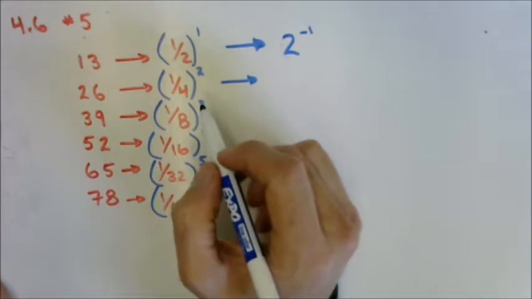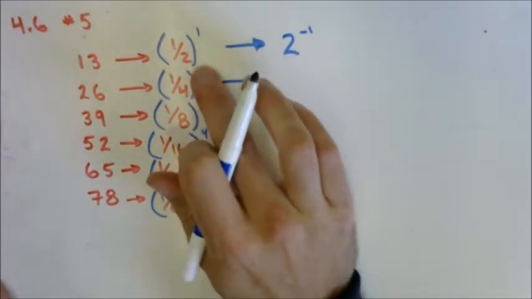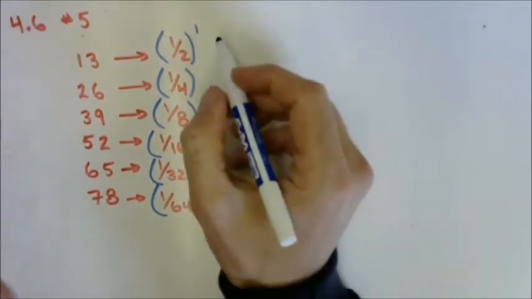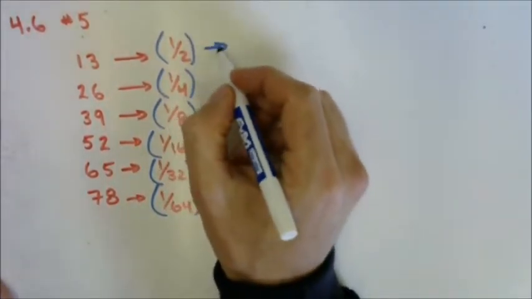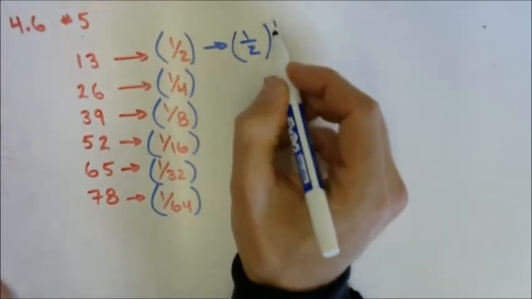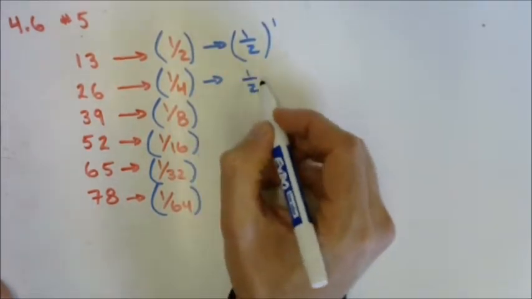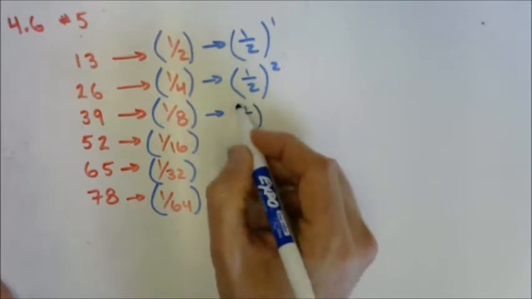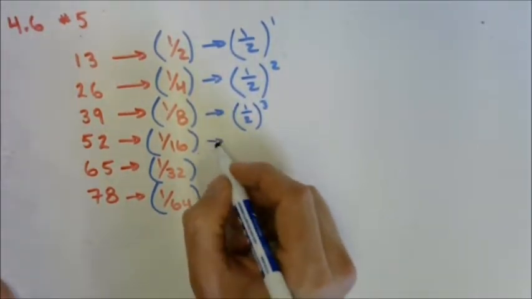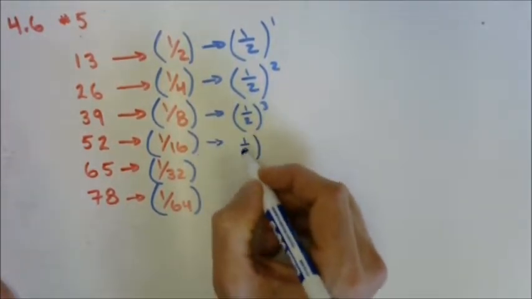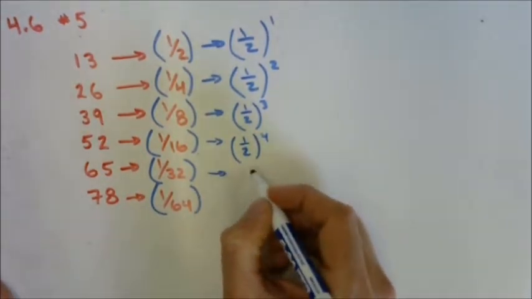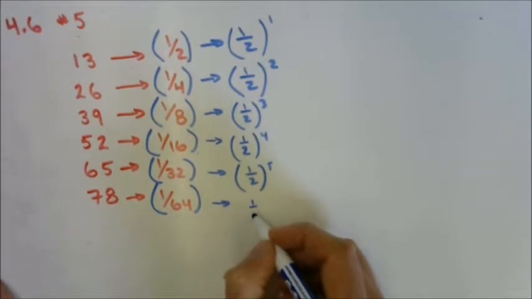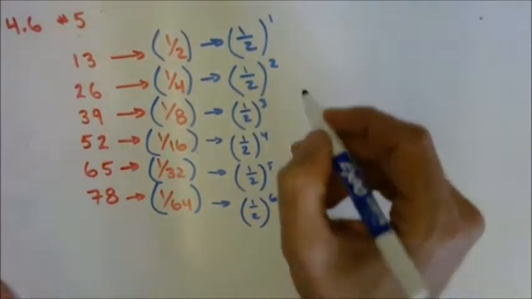This one, instead of being, sorry, I lied. Let's do one step in between. This is 1/2 to the power of 1. This is 1/2 to the power of 2. 1/2 to the power of 3. 1/2 to the power of 4. 1/2 to the power of 5, and 1/2 to the power of 6.